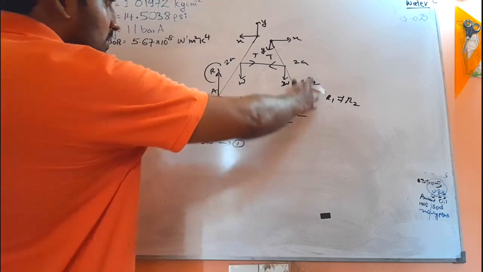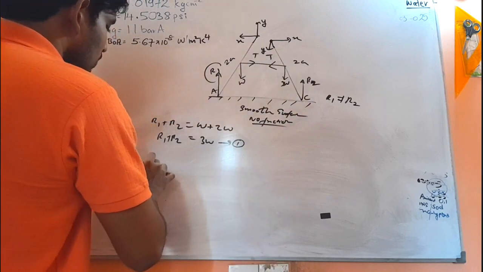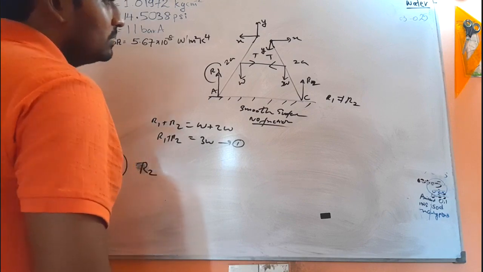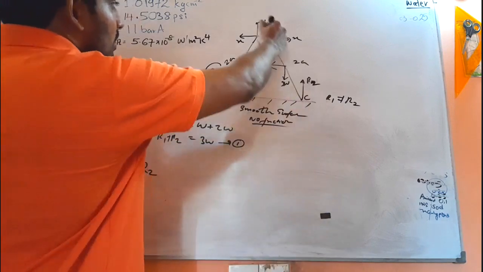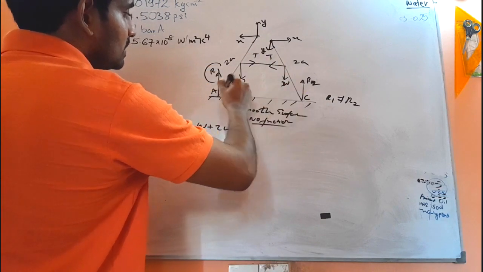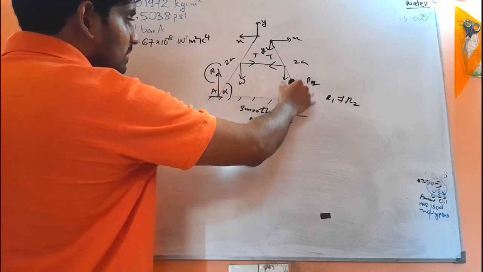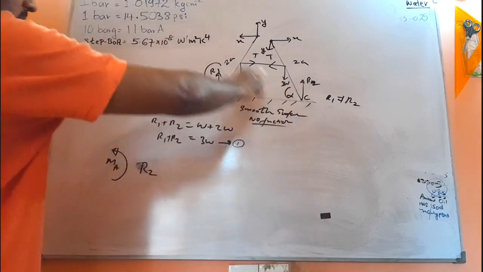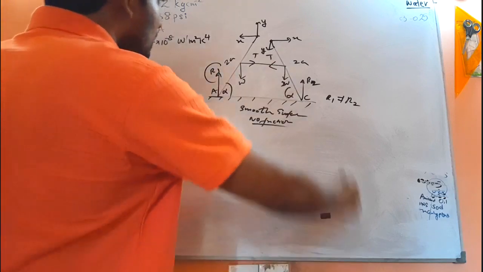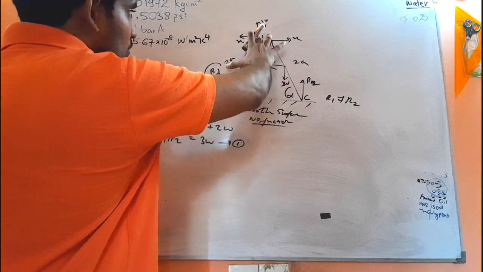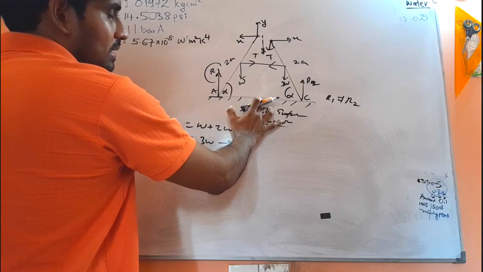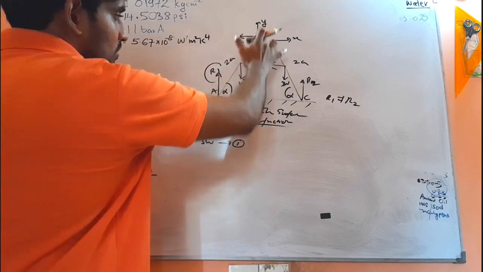The first force starting from here will be R2. R2 into what will be the perpendicular distance? The perpendicular distance is calculated from here to here. This angle is alpha, the same angle, as given in the problem. The angle these rods make with the horizontal is alpha and alpha. We know this length is 2A, so this length is 2A cos alpha.